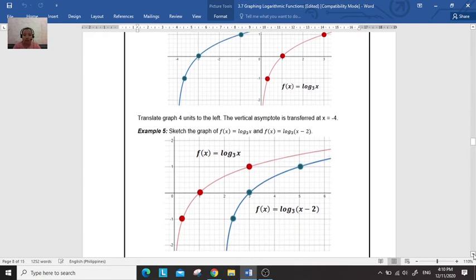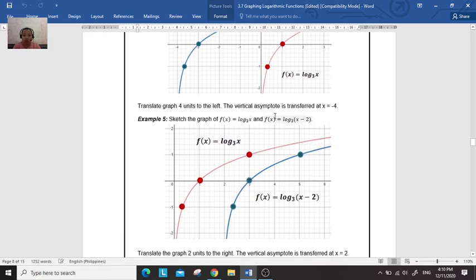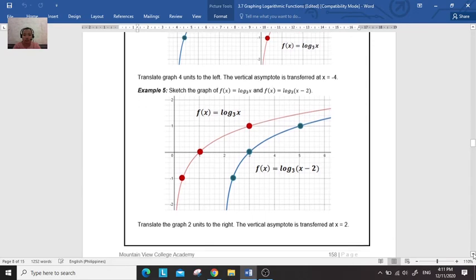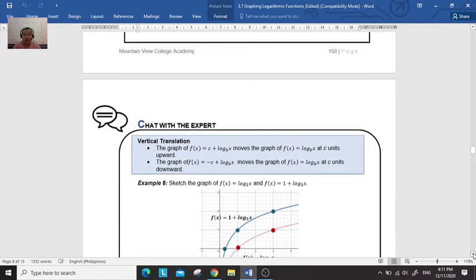Okay, as you can see, we have our function. The c units is with minus sign. That means we are going to move the graph 2 units to the right. So if this is our pre-image, then we will move it with c units is 2 to the right. So 1, 2. So this is now the image. Alright, next, let's proceed to the next example.